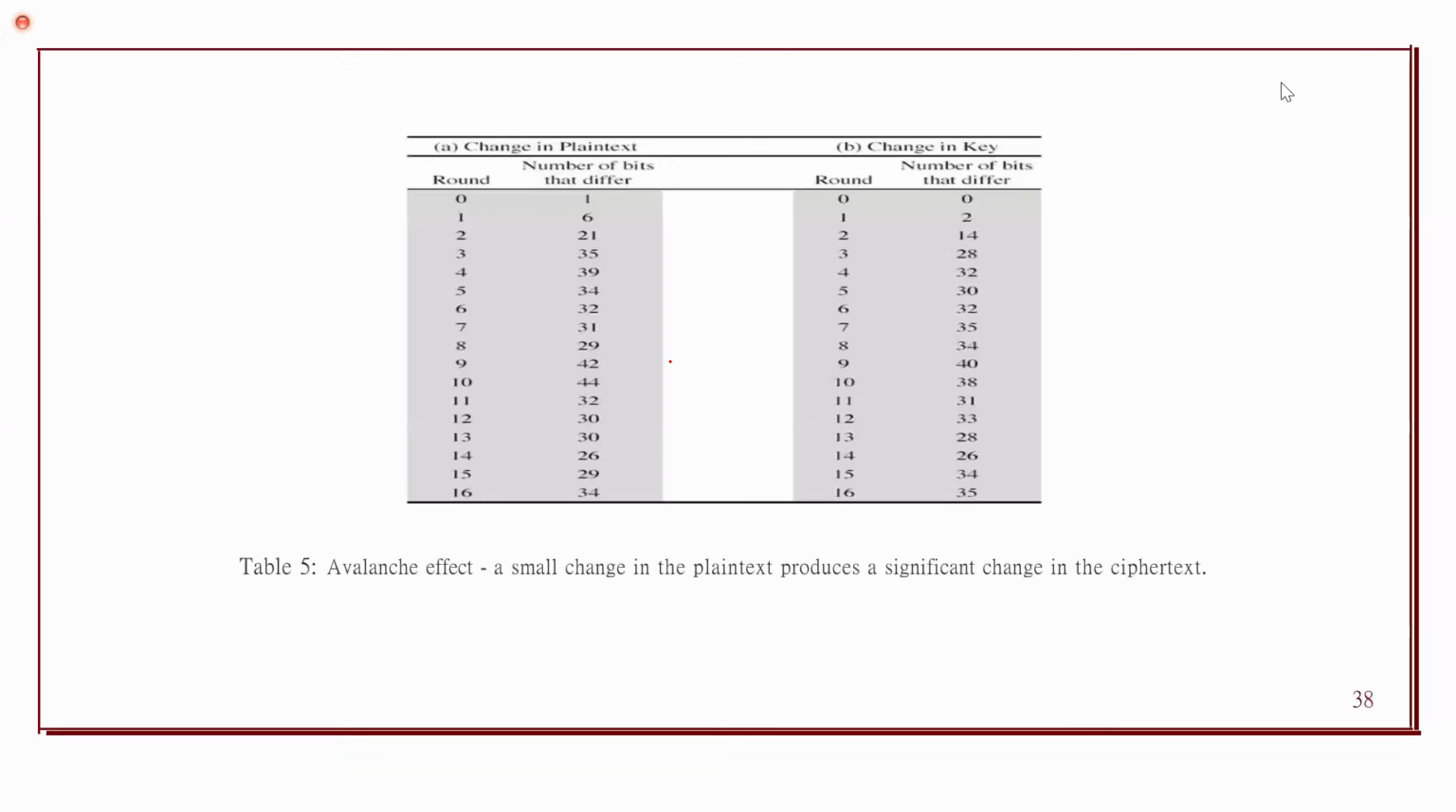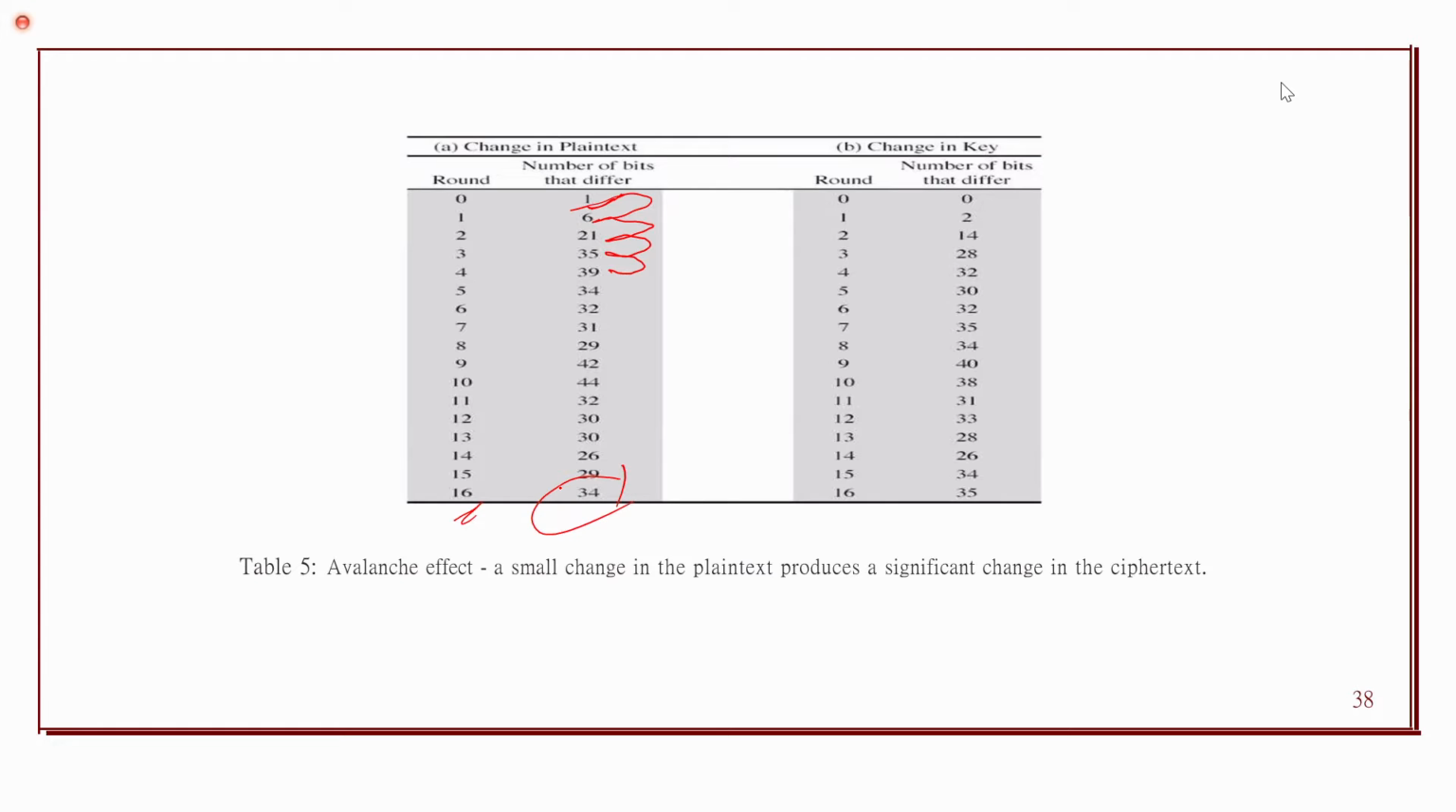If you consider this table, total 16 rounds are there. In round 0, if there is a 1 bit difference, then it will become a 6 bit difference in the second round. It will become 21 bits, 35 bits, 39 bits, like that. The change in the number of bits will increase. At the end, here 34 bits. It all depends on the XOR operation which is going to be performed.